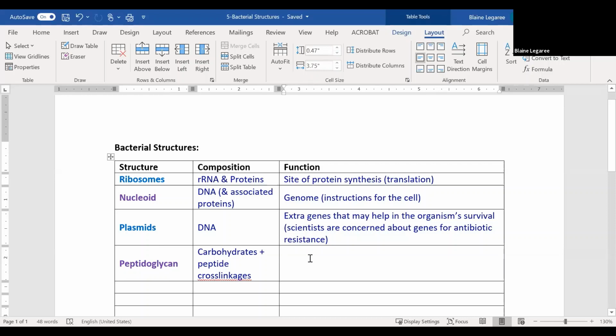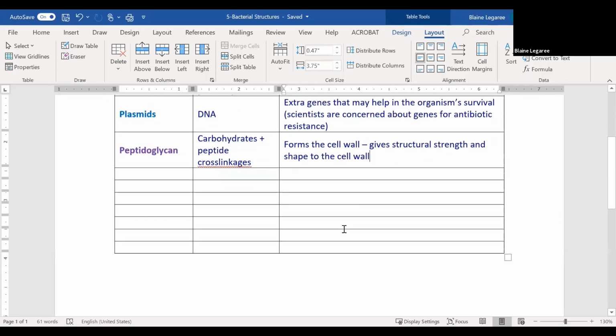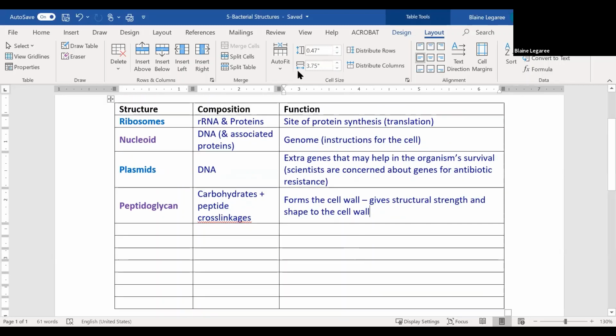So what is the function of peptidoglycan? This forms the cell wall, and gives structural strength and shape to the cell wall. So without peptidoglycan, it's really important for bacterial cells, particularly ones that want to be different shapes, they need the peptidoglycan. One other question is why they have different shapes, and that's really complicated. I don't think we actually know the answer to that. Okay, back to the PowerPoint.